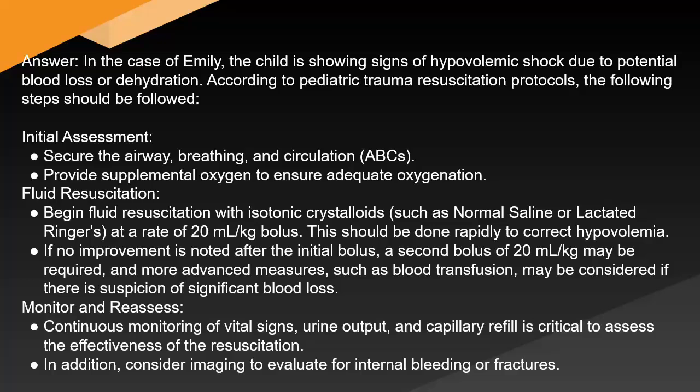Fluid resuscitation. Begin fluid resuscitation with isotonic crystalloids, such as normal saline or lactated Ringer's, at a rate of 20 mL/kg bolus. This should be done rapidly to correct hypovolemia. If no improvement is noted after the initial bolus, a second bolus of 20 mL/kg may be required, and more advanced measures such as blood transfusion may be considered if there is suspicion of significant blood loss.